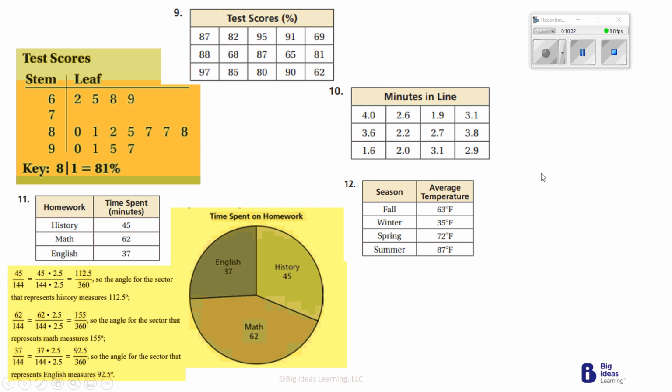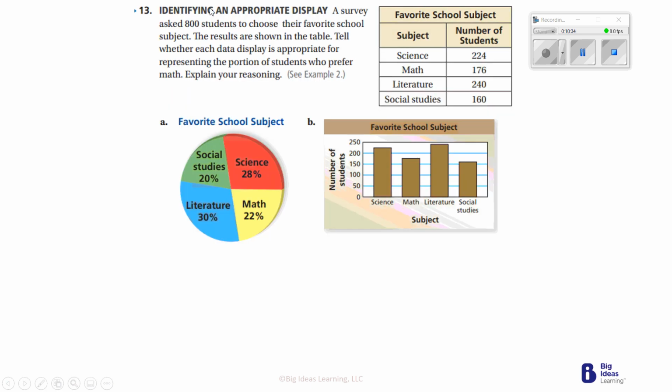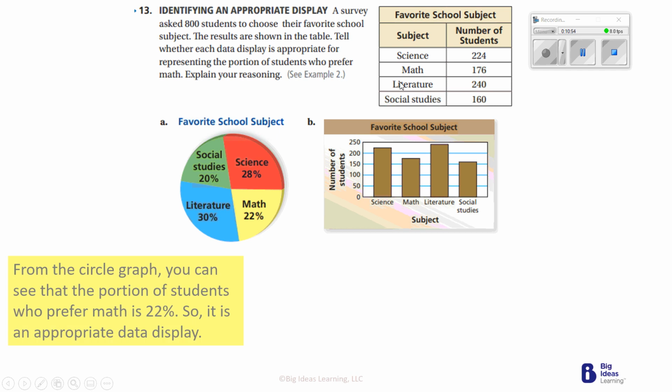Let's go on to number 13. Identifying the appropriate display. A survey asked 800 students to choose their favorite school subject, excuse me. The results are shown in the table. Tell whether each data display is appropriate for representing the portion of students who prefer math. All right, so if we're doing this, from a circle graph, you can see that the portion of students who prefer math is 22%. So it is an appropriate display, okay?